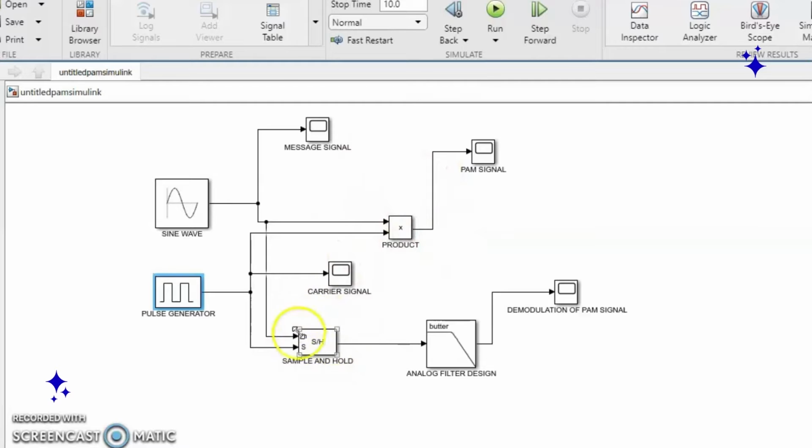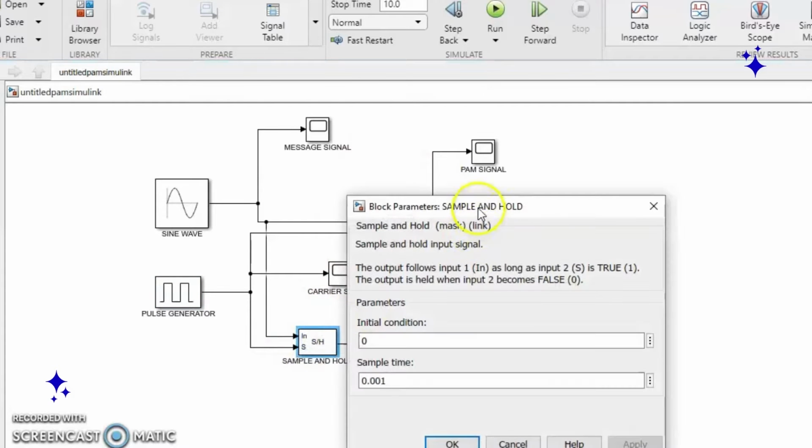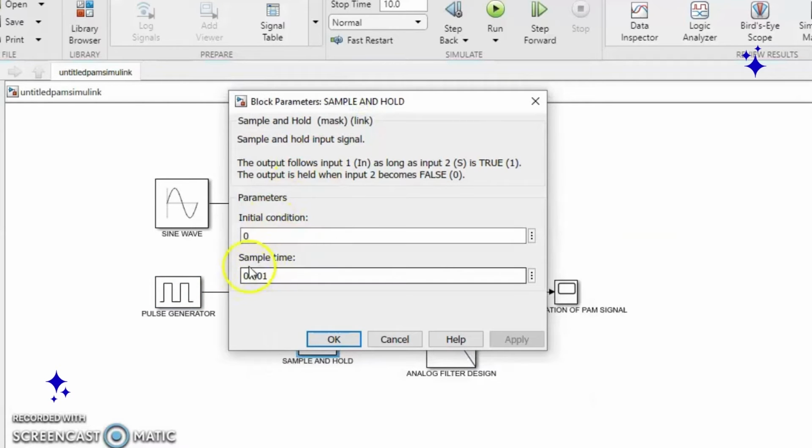Next we have sample and hold. We set sample time 0.001. Initial condition is 0. The function of sample and hold is to take sample of its input signal and hold this sample in its output for some period of time.